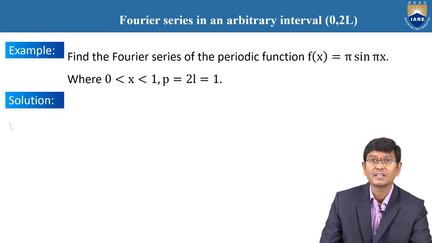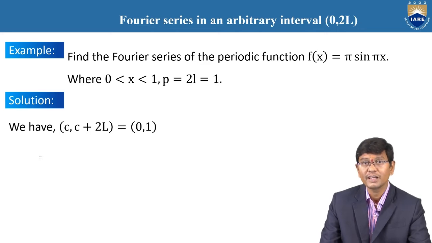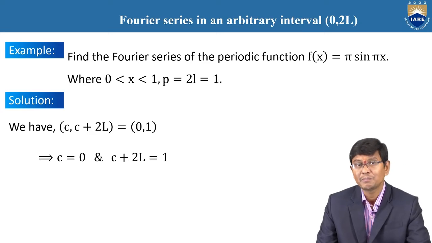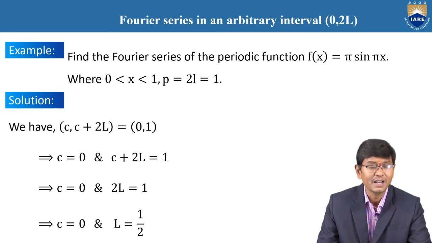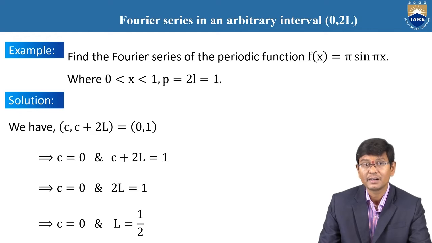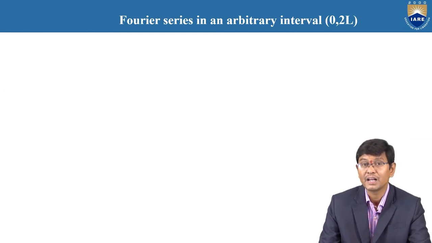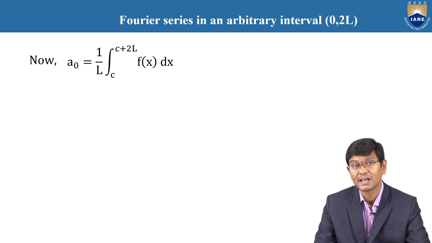Therefore, in comparison with the required Fourier series interval c comma c plus 2l, which is equal to 0 comma 1, c is equal to 0 and c plus 2l is equal to 1 only. While replacing c is equal to 0 in that value, l is equal to 1 by 2. Therefore, in between the limit 0 comma 1 by 2, now we want to find the Fourier coefficients. The value of an: first we need to find 1 by l integration from c to c plus 2l of f of x into dx. We know that l is equal to 1 by 2.